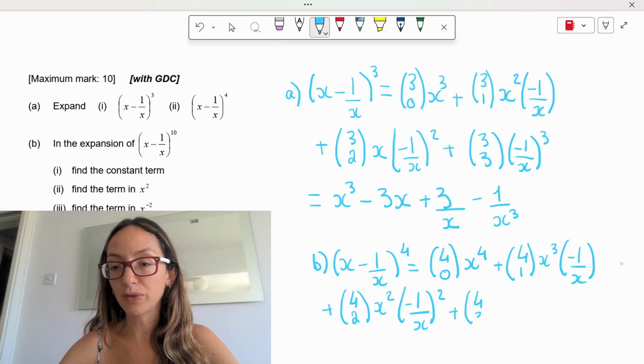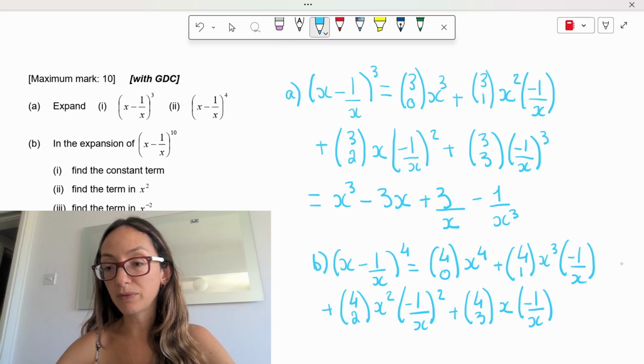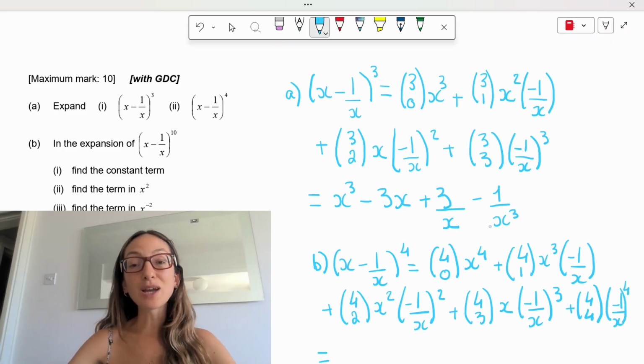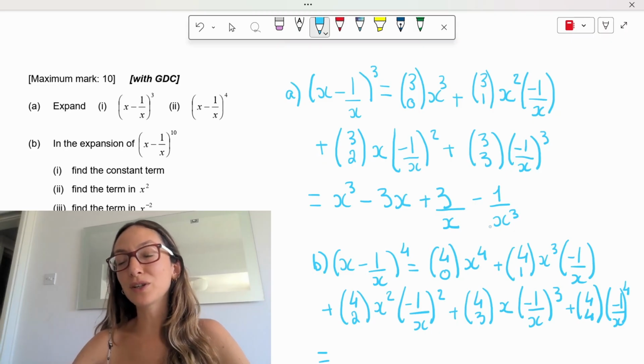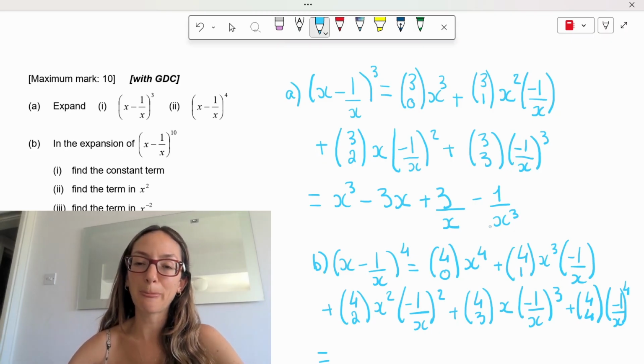And then we have 4 choose 3, x to the power of 1, minus 1 over x to the power of 3. Finally, 4 choose 4. The x is to the power of 0, so we don't have to write it. And then minus 1 over x to the power of 4. So I would suggest that you pause the video here, do your own simplification, and come back to check if we got the same thing.